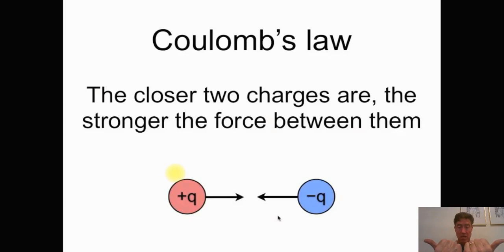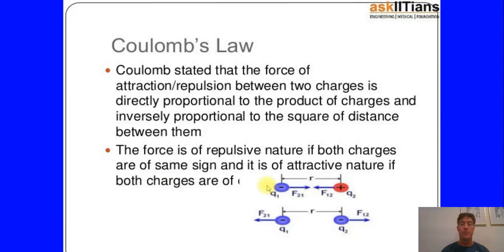The closer those things are, the stronger the charge, whether it's attraction or repulsion. So Coulomb's law basically states that the force of attraction or repulsion between two charges is directly proportional to the product of charges and inversely proportional to the square of the distance between them. So we measure the distance between them by going from the center of the nucleus of each.